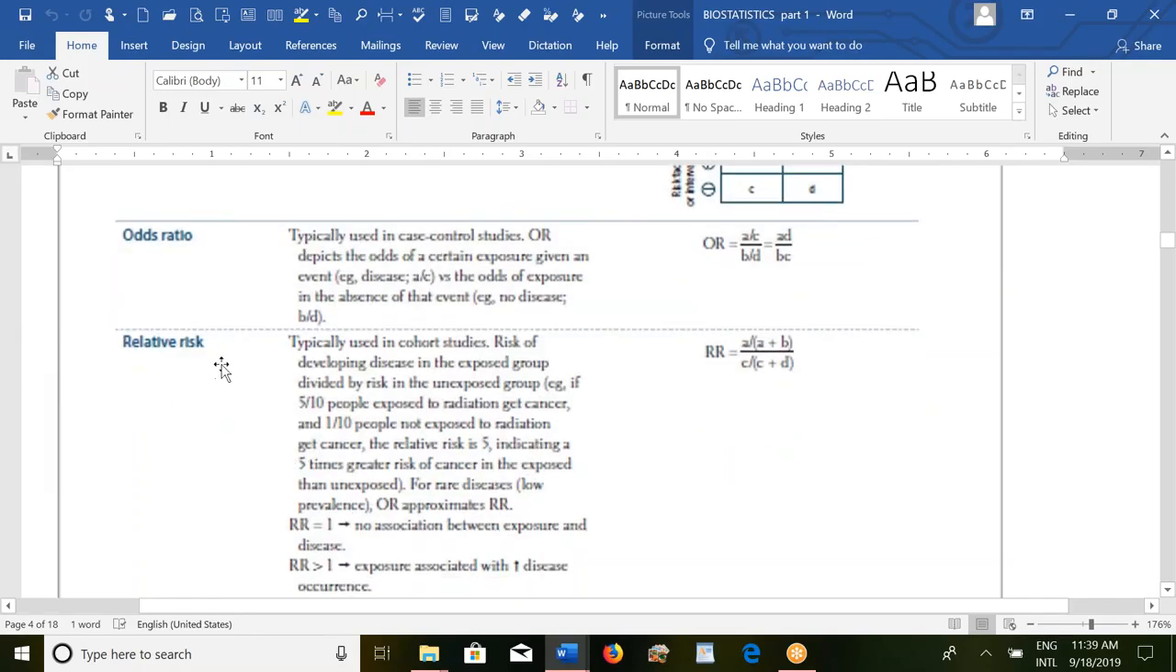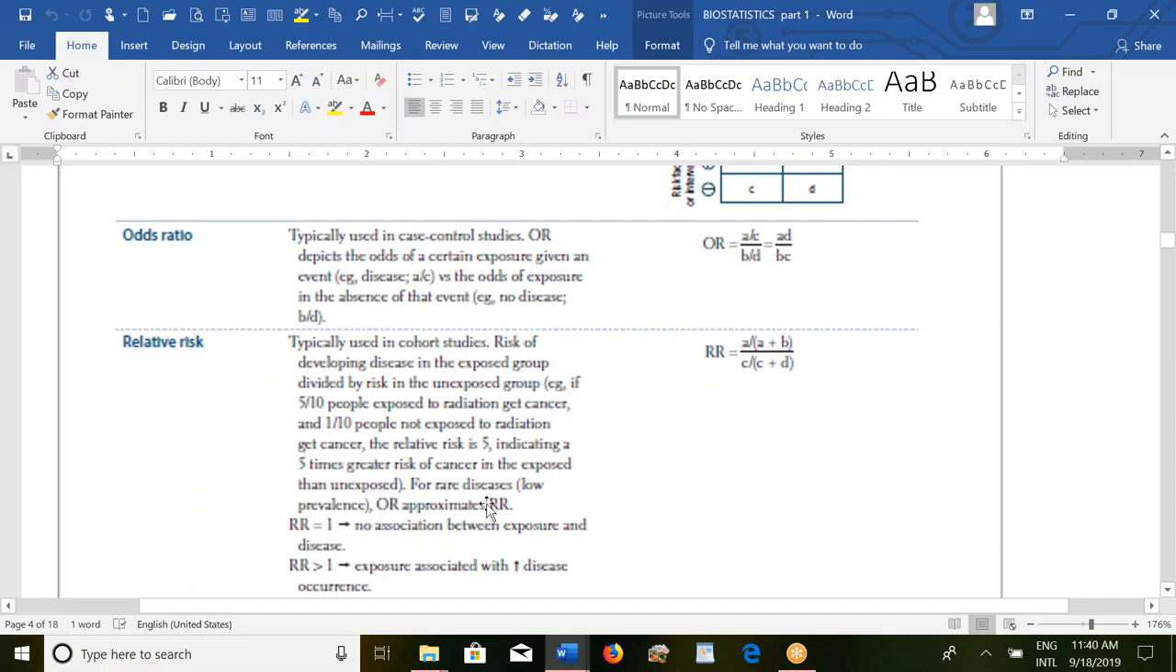Then what is relative risk? This is typically used in cohort studies. Risk of developing disease in the exposed group divided by the risk in the unexposed group. For example, if 5 people out of 10 were exposed to radiation and they get cancer, and 1 in 10 people not exposed to radiation get cancer, then the relative risk is 5. It means a 5 times greater risk of cancer in the exposed group than the unexposed.